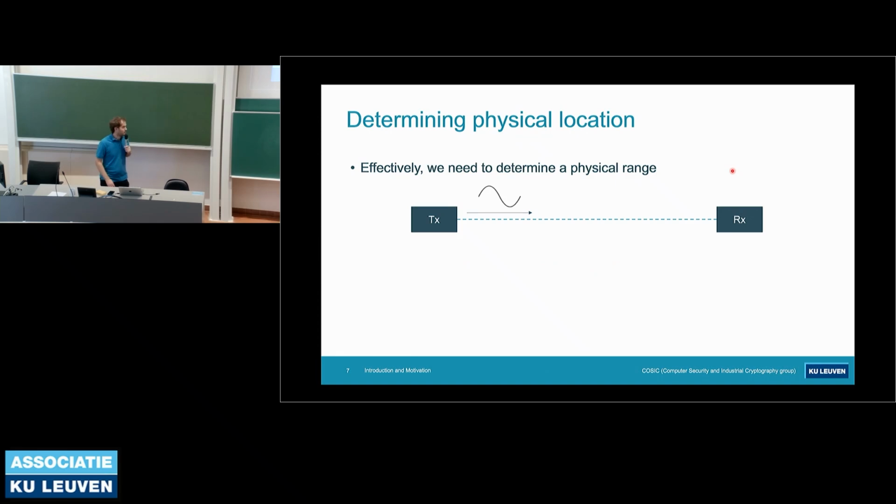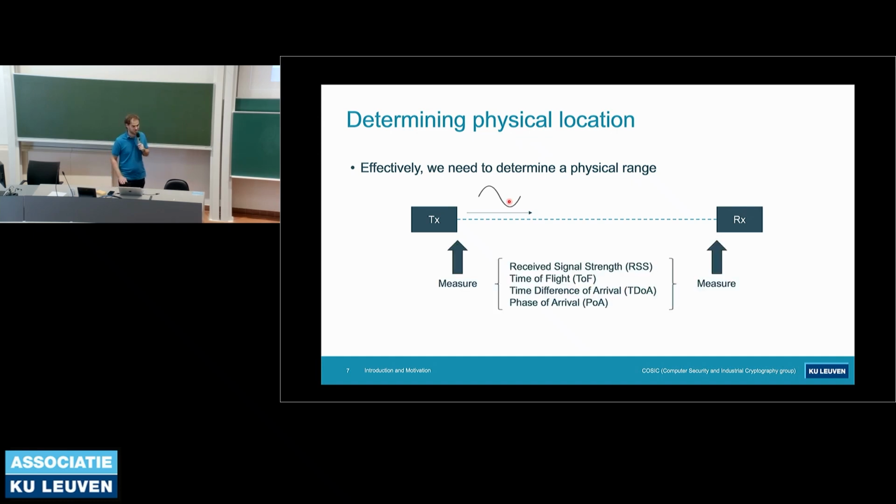So how do we do this? Well, effectively we need to do ranging. We need to determine a physical range. And since we are in the wireless setting, there are radio waves, and they have certain physical properties. And the core is that we need to measure certain things. So we need to measure things at the transmitter and at the receiver. For example, the received signal strength, time of flight, phase of arrival, etc.